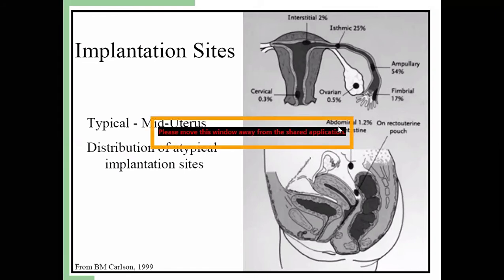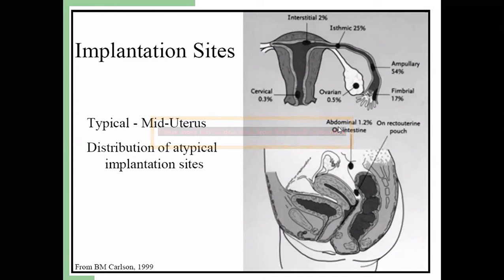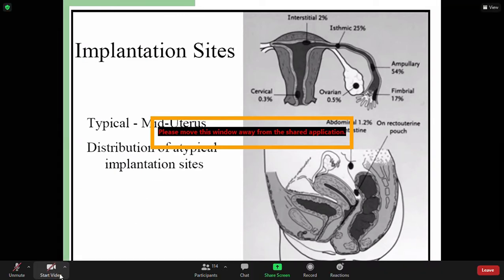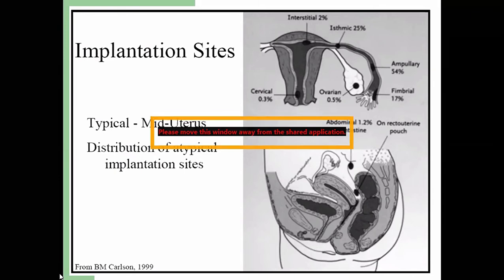Sometimes it will also implant in the fimbria, okay? And it becomes a fimbrial pregnancy. If the fertilized ovum is extruded out into the ovaries and it implants in the ovary, then it becomes an ovarian pregnancy. Some fertilized ovum will be implanted on that part of the cervix. The cervix, the neck of the uterus.